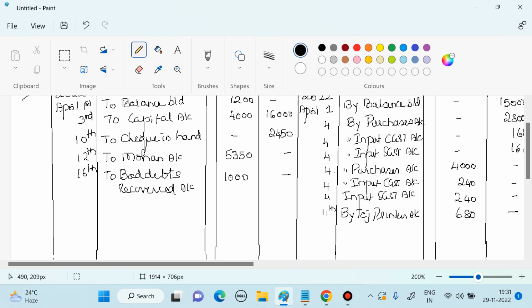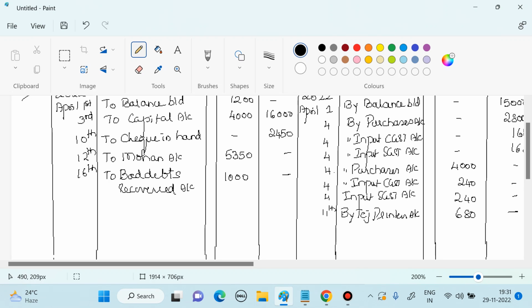The next transaction is on April 7th. Cash received from Murali on behalf of Manohar 200. So understand carefully. This is an interesting one. You have received cash from Murali. So cash is coming in, cash account debit.